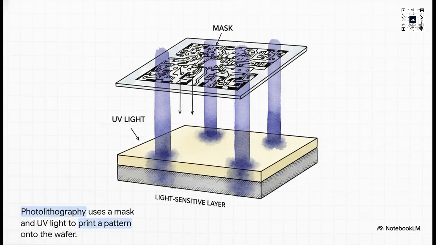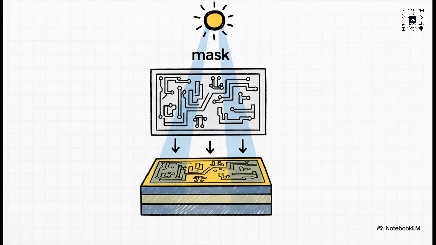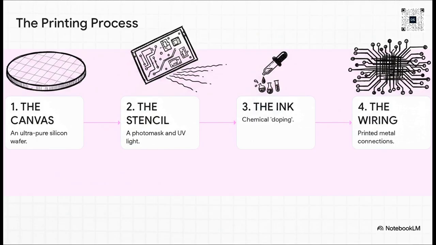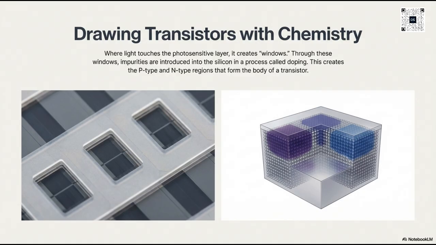You take a mask, which is like an incredibly detailed stencil of your circuit, and you shine ultraviolet light through it onto the wafer. So you're literally printing the circuit's pattern with light. You are. And the precision today is measured in nanometers. It's staggering. Where the light hits the photoresist, the chemical changes. Like developing a photograph. Just like that. And that change lets you wash away either the exposed or unexposed parts, creating these tiny microscopic windows in the layers below.